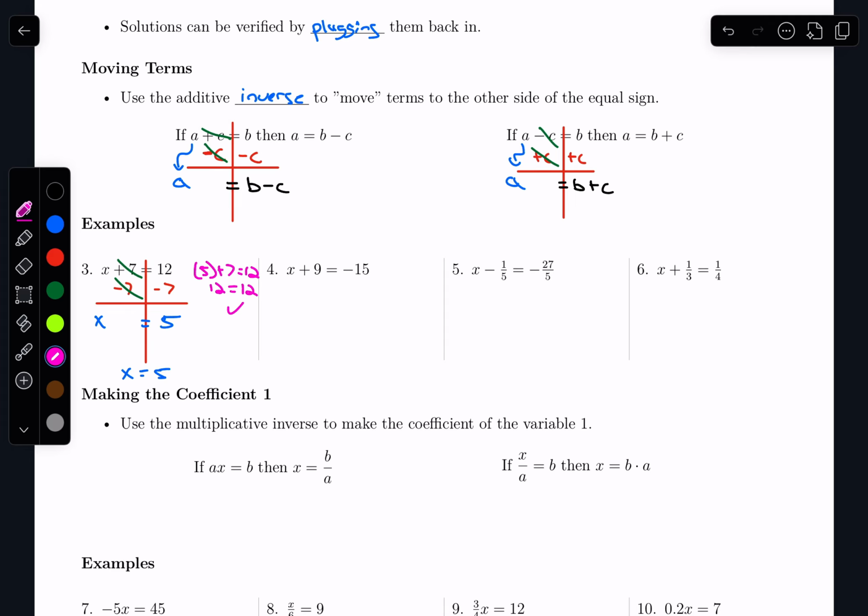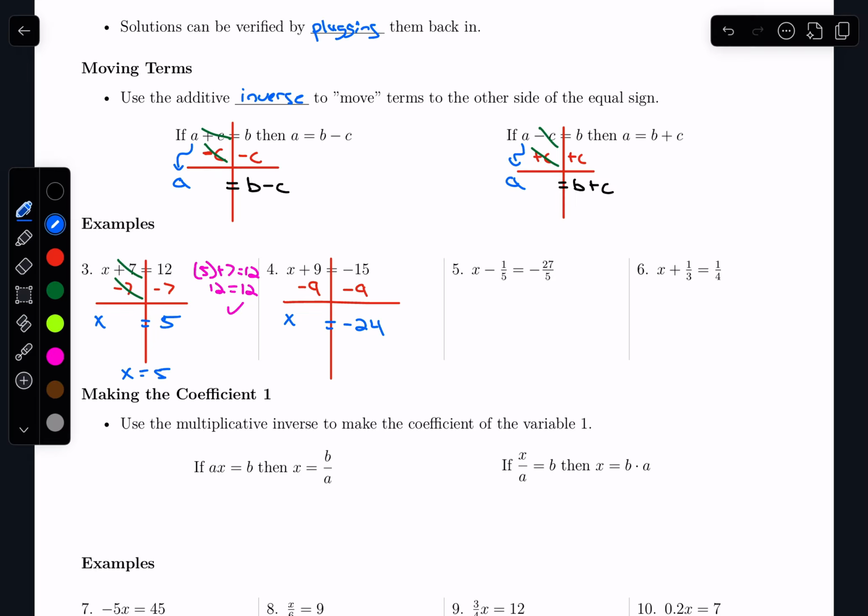We have x plus 9 equals negative 15. I'm again going to start by just being organized and drawing a vertical line through my equal sign. It says x plus 9. I want to get x all by itself, so I do the additive inverse of 9, which is minus 9. The 9's on the left side cancel to just give me x. And on the right side, negative 15 minus 9 is negative 24. And again, if we want, we can plug negative 24 back in and see that we do in fact get negative 15 equals negative 15.